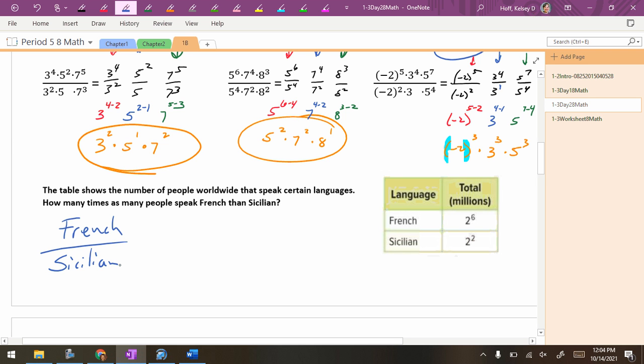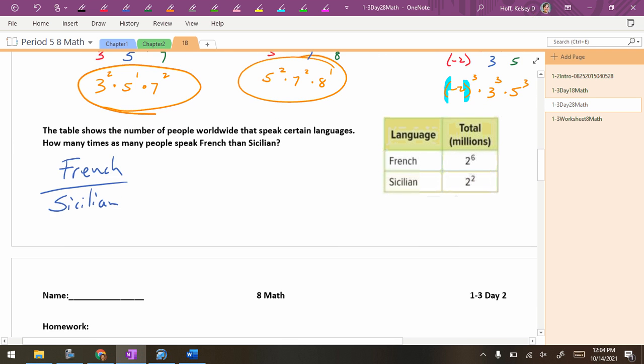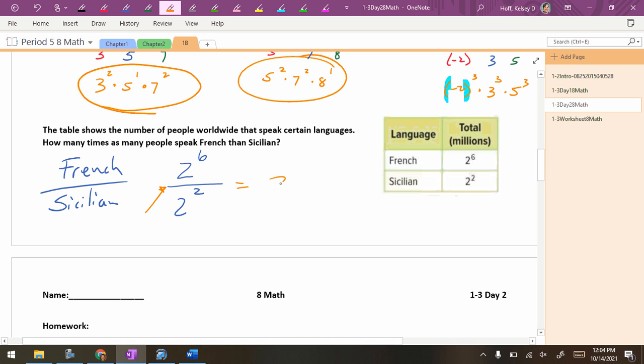How many people speak French? 2 to the 6th power. And I'm going to divide out Sicilian. How many people speak Sicilian? 2 to the 2nd. I know I'm dividing because of the fraction bar. What's my base? 2. Top exponent, minus 2. Final answer, 2 to the 4th power.